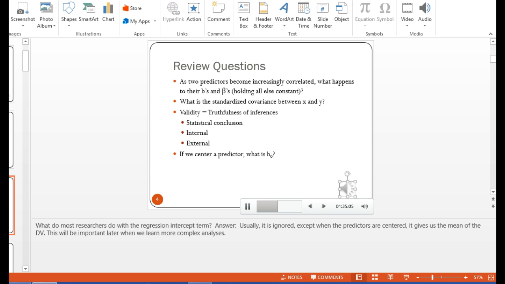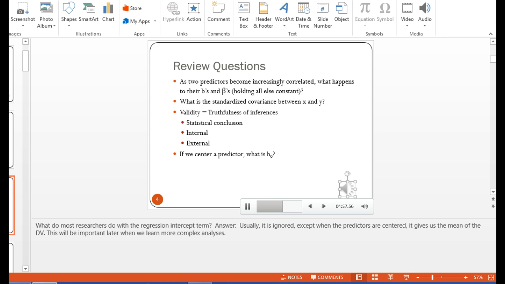What is the standardized covariance between X and Y? That is the R. So that is the correlation coefficient. Just keep in mind that the correlation coefficient is a standardized covariance. So it's the covariance divided by the standard deviation of X times the standard deviation of Y. That's an easy way to remember it.